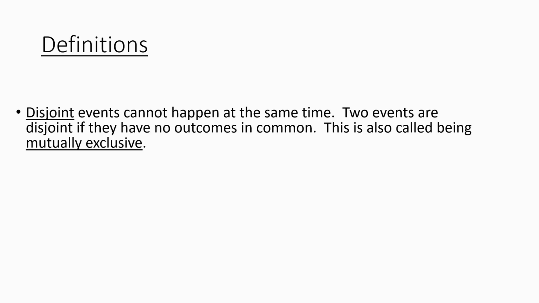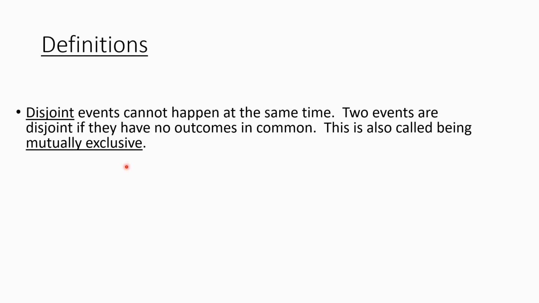Now let's go over a few more key definitions. First, we have disjoint events. Disjoint events are events that cannot happen at the same time. In other words, 2 events are disjoint or mutually exclusive if they have no outcomes in common. For example, let's consider the set of whole counting numbers from 1 to 6, the numbers 1, 2, 3, 4, 5, 6.